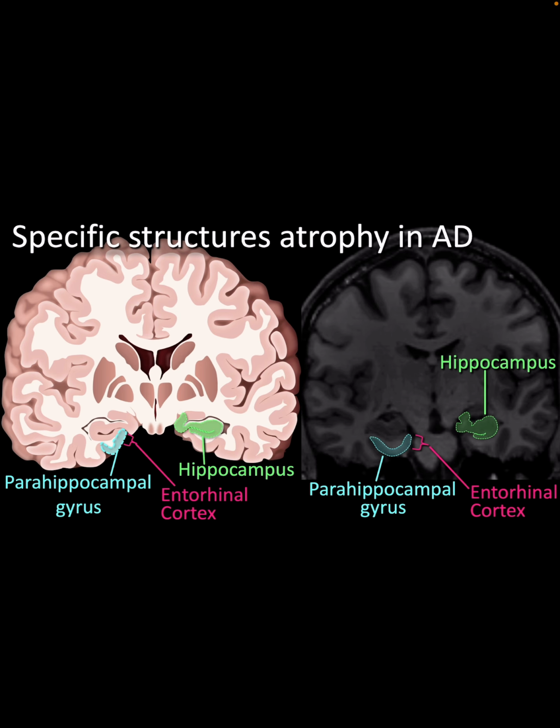So it's important to note that there are specific patterns of atrophy that are associated with Alzheimer's disease. Atrophy in Alzheimer's disease often involves the hippocampus and the anterior medial portion of the adjacent parahippocampal gyrus, and this specific region is called the entorhinal cortex. And so this is where we should be looking for volume loss on scans for Alzheimer's dementia.